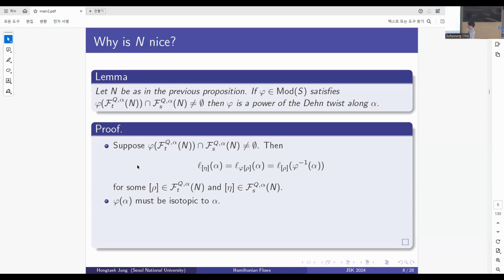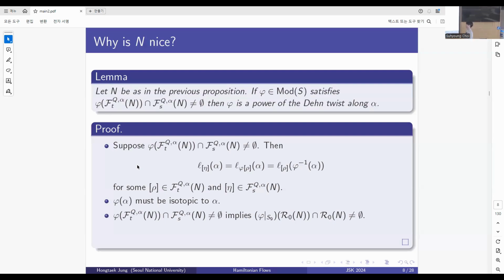And then from the property of N, this phi inverse of alpha must be isotopic to alpha itself. Otherwise, these two quantities cannot be the same. These two quantities have difference at least equal to epsilon that we found in the previous slide. So this must be isotopic to alpha. That's to say phi of alpha is isotopic to alpha.